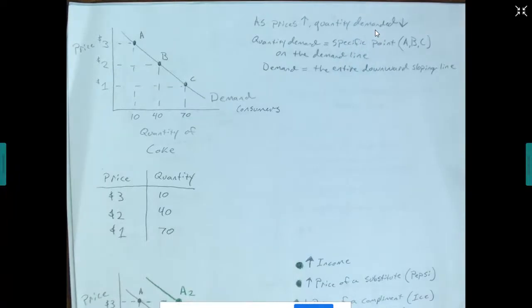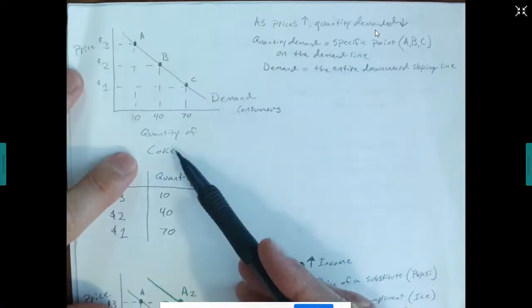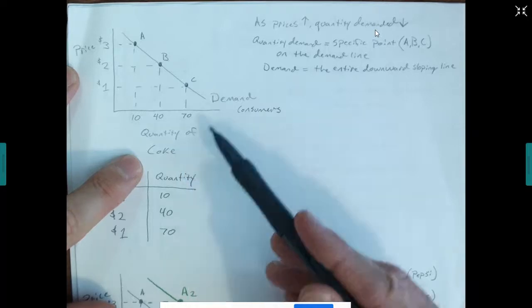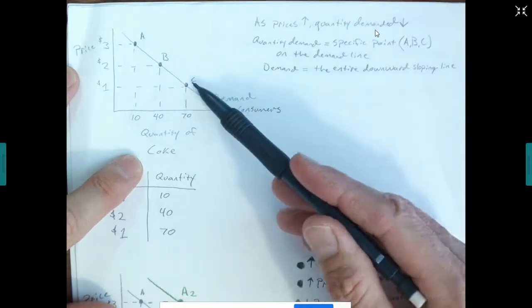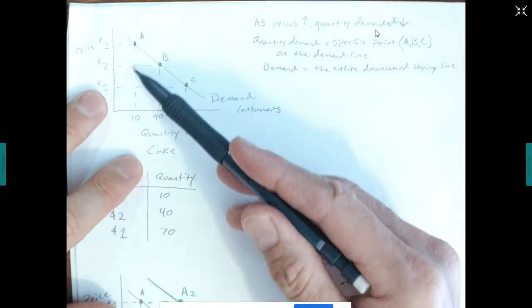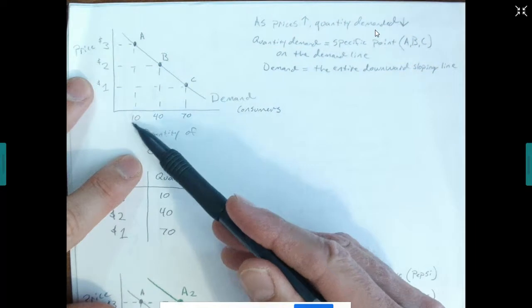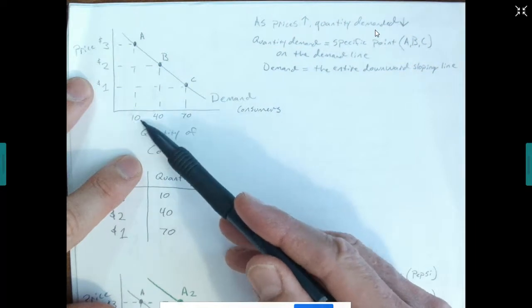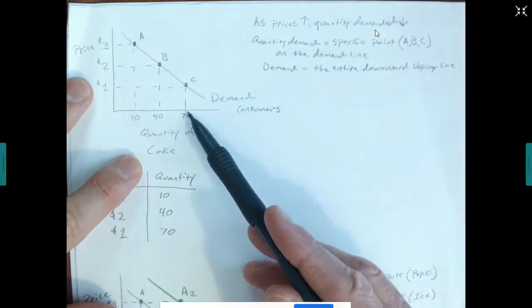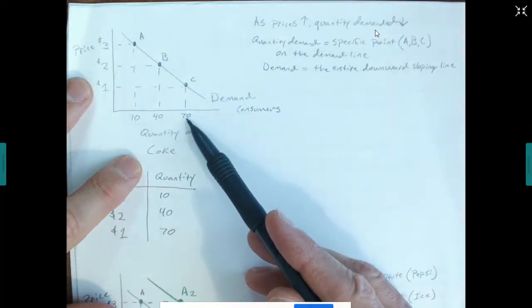This should seem logical. If we look at the Coca-Cola, we can see that if the price of Coca-Cola increases, then people or consumers are going to buy less of the Coca-Cola. They're going to demand less of a quantity. If the price of Coca-Cola drops, the quantity demanded of Coca-Cola increases.